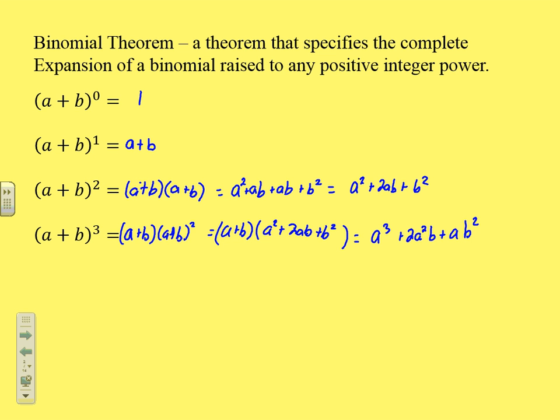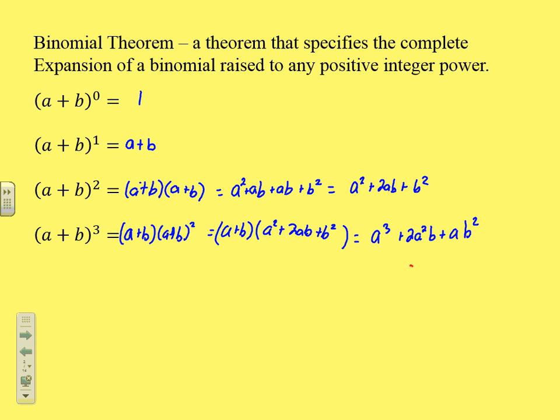So we're just multiplying by a. We can pick another color to show when we multiply with b. So multiplying with b, b times a squared will give me another a squared b.